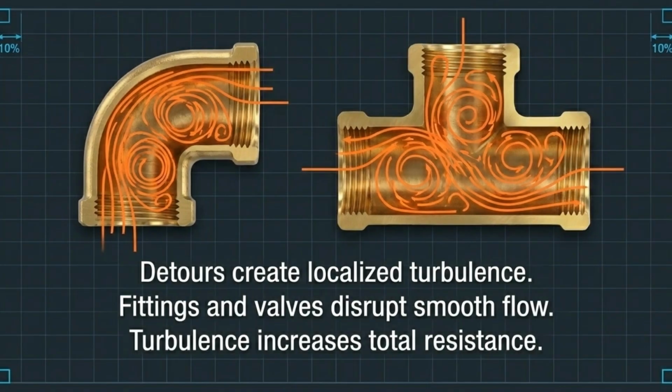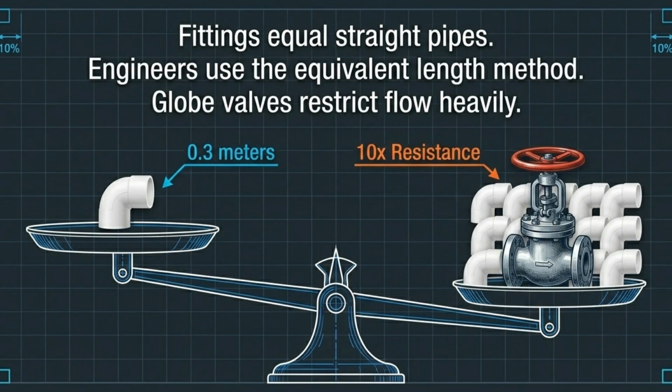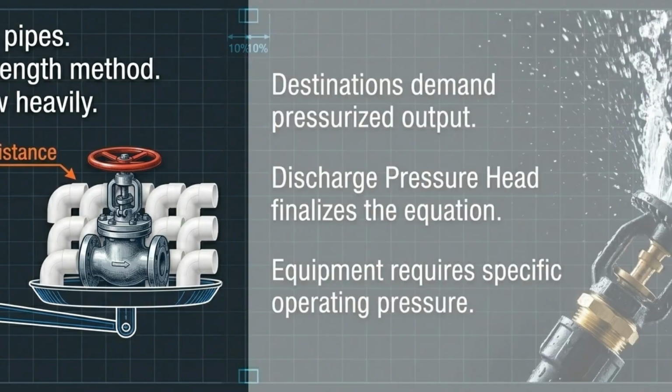Fittings and valves cause detours in the flow. These obstacles create localized turbulence, which disrupts smooth movement and significantly increases the total resistance in the system. Engineers use the equivalent length method to account for these fittings, equating them to a length of straight pipe. Note that components like globe valves restrict flow heavily.